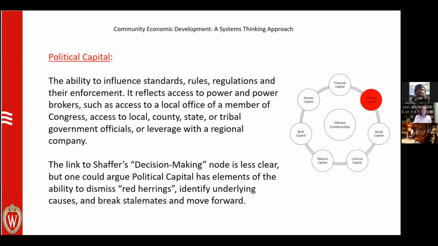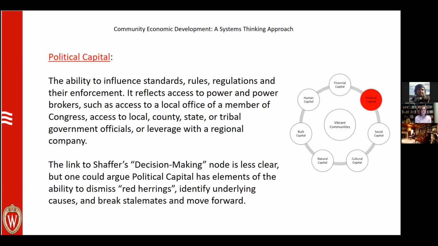Political capital. This is linked to the Schaefer decision-making node, but this is really the ability to make decisions, the ability to tap into a leadership pool, the ability of volunteerism. Political capital is almost the antithesis of apathy within the community. One of the problems that I struggle with as an economist is that if the community is apathetic, they're stuck. They can't do anything. Political capital, and cultural capital, speak to the ability of the community to rally itself together.